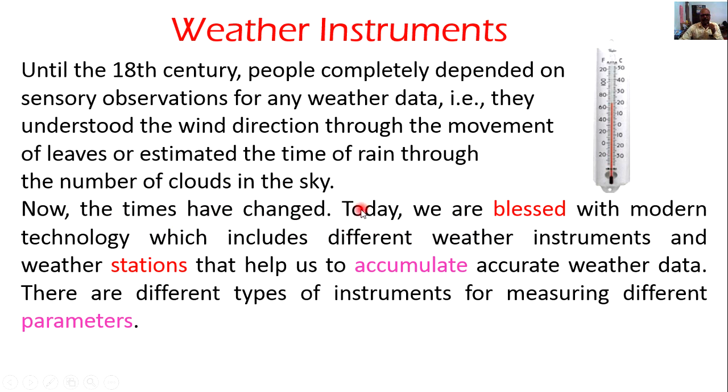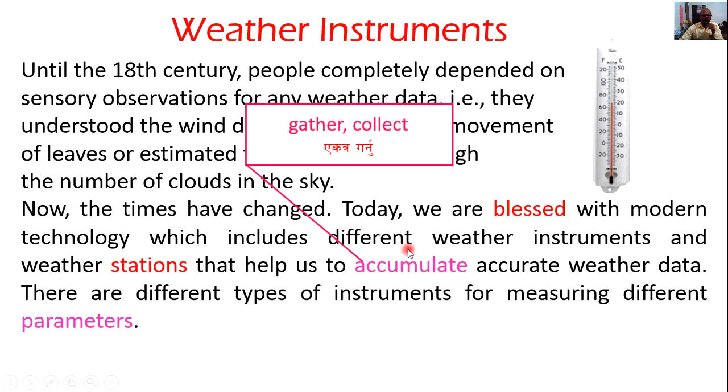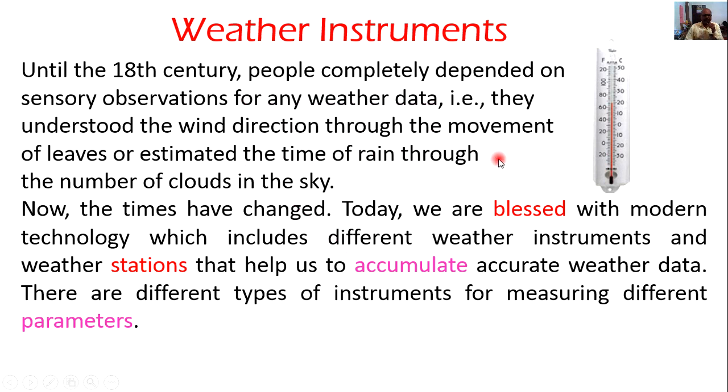But now the times have changed. Today we are blessed with modern technology, which includes different weather instruments and weather stations that help us to accumulate accurate weather data. There are different types of instruments for measuring different parameters. Accumulate means gather, collect. Again, the times have changed with the help of science and technology.